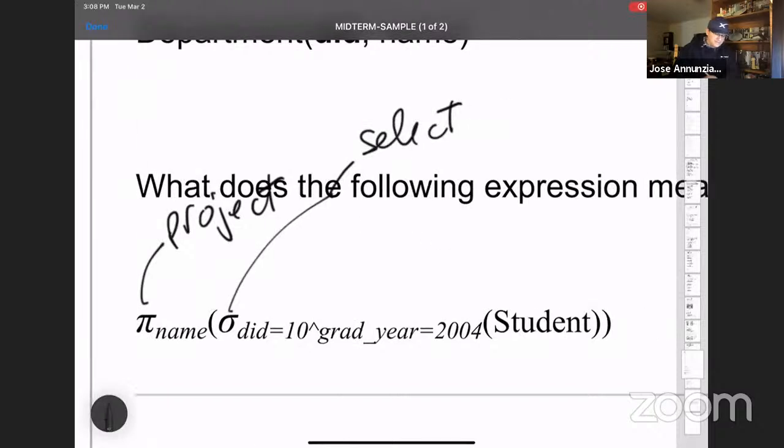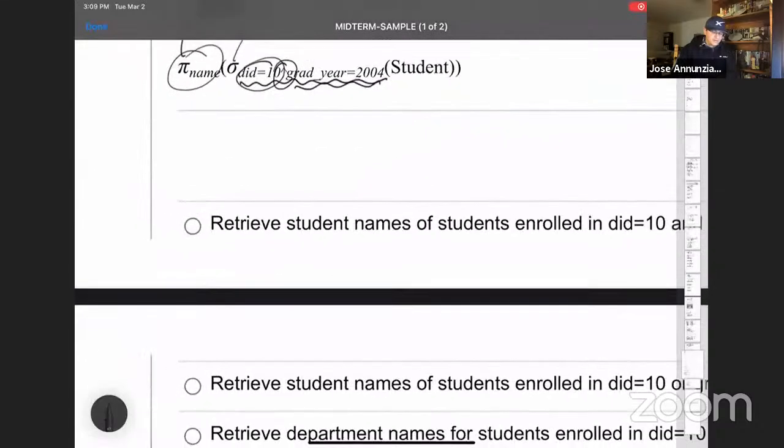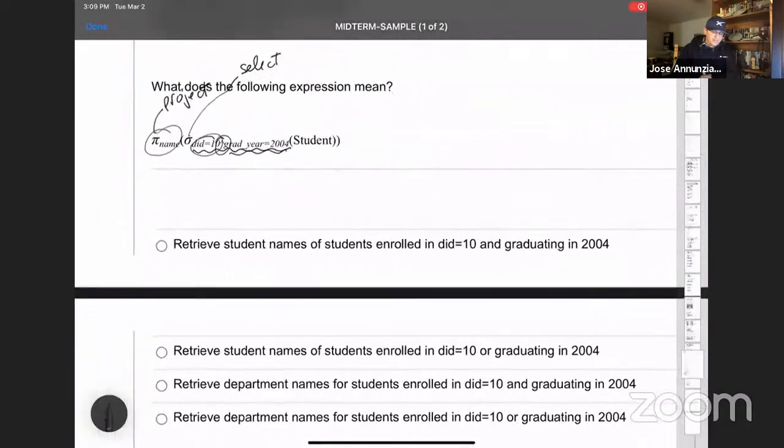So this is select, and this is a predicate, and this is an and. The select is where the department is 10 and the graduation year is 2004. Basically, it's retrieving all the students from department number 10 that graduated in 2004. And then project is filtering and saying, I only want the names of those students. So the question was: retrieve names of students enrolled in department A and graduated.